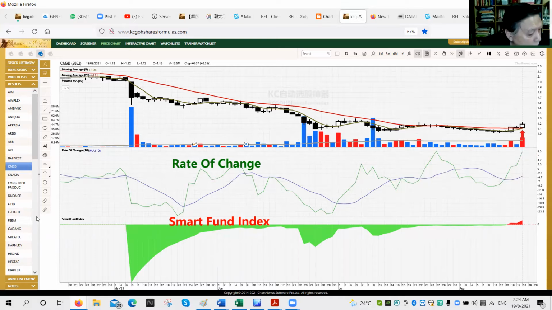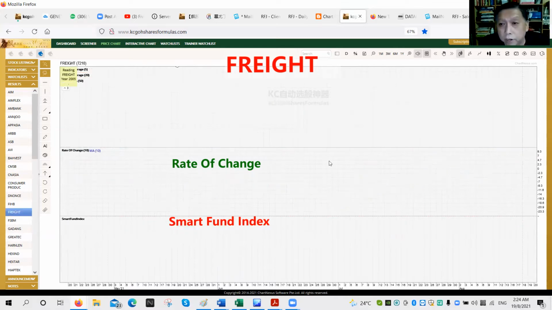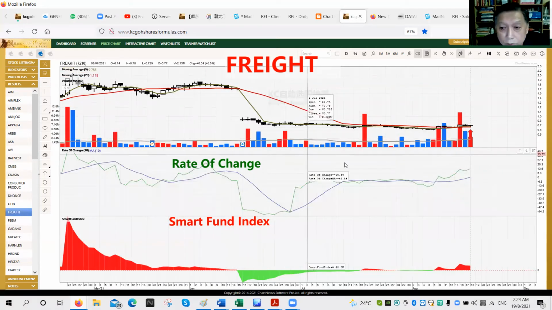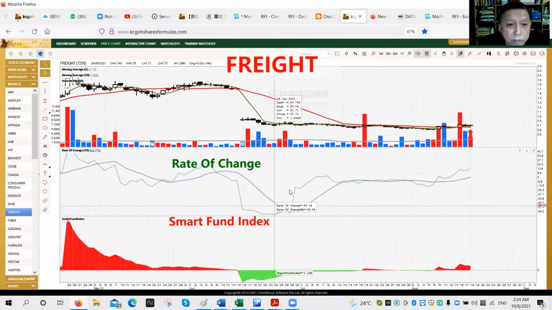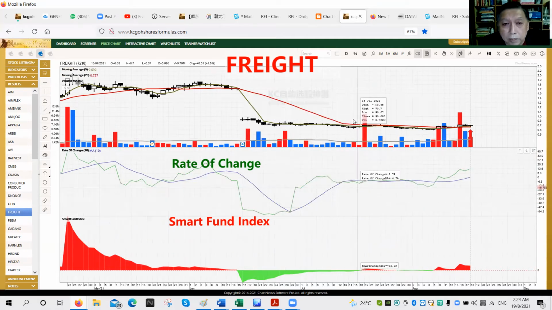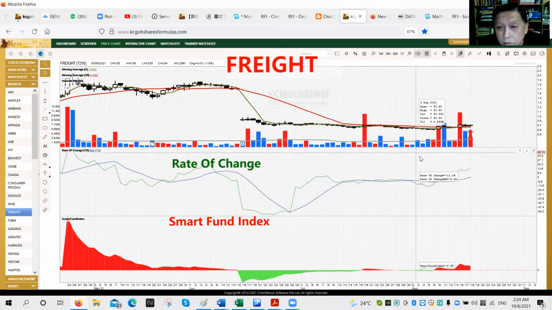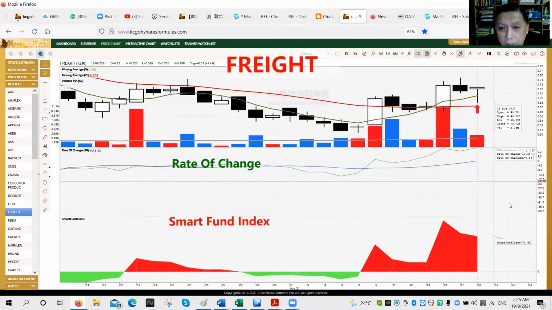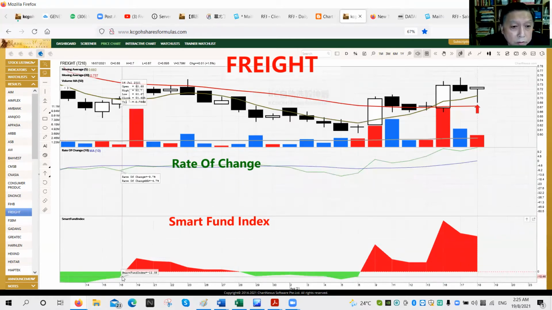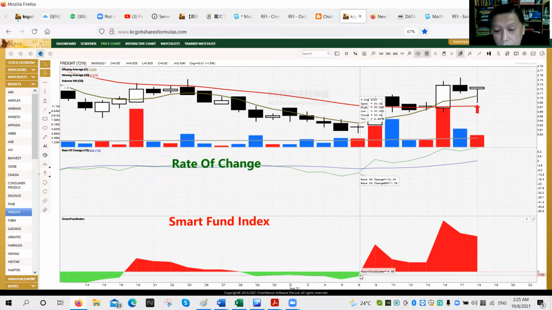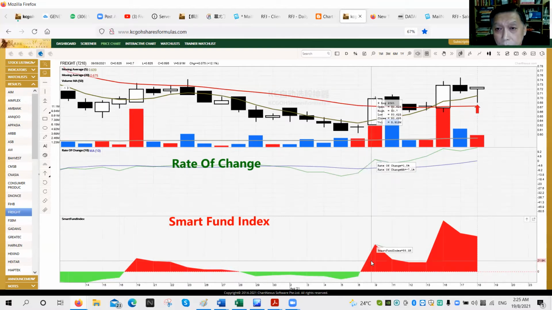The other one you want to look at is Freight, FIIGHT. There's also some corporate exercise going on, and after that the retailers started to go in, and then the price was quite stagnant. Until recently, you can see the smart funds start to move in around July 16, and after coming down, also coming back, sometime around August the 9th.